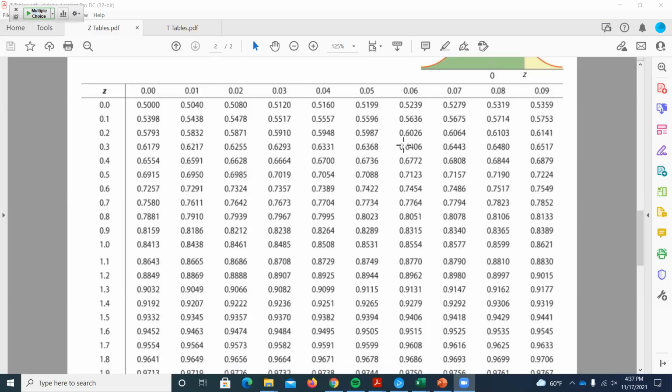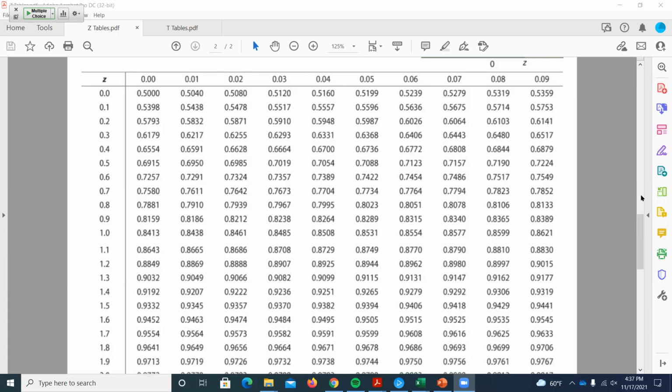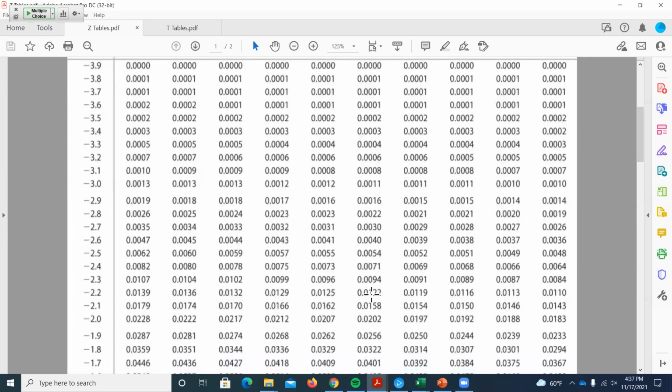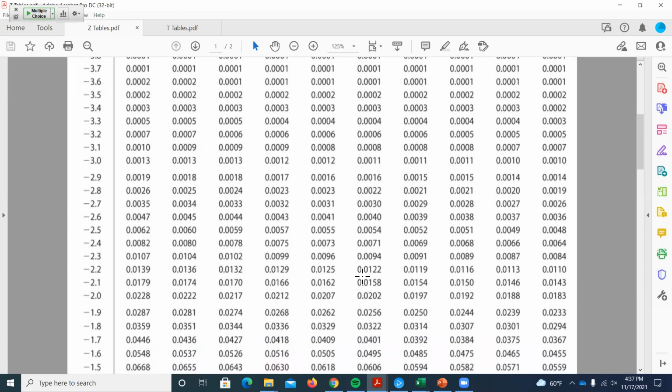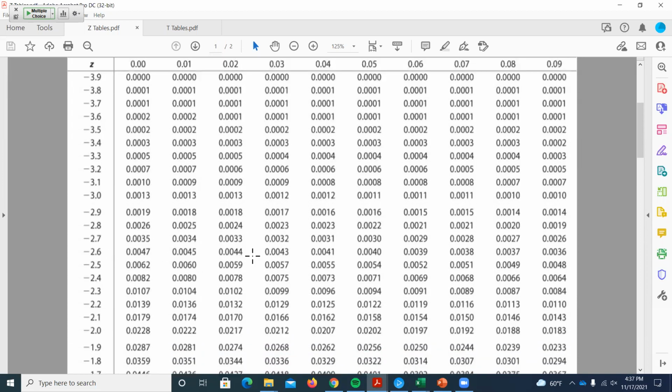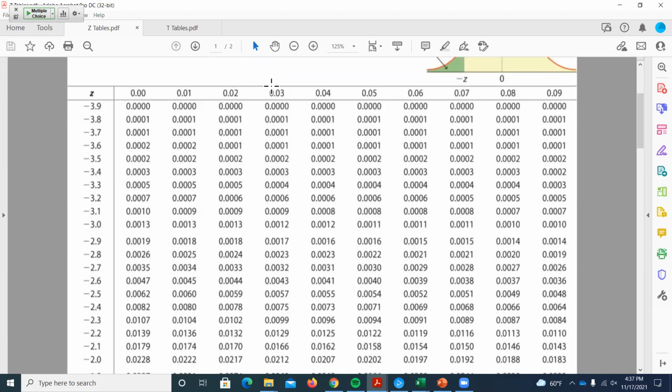So I come down here. I'm going to look for 0.01. Oh, why am I not seeing it? Here we go. In between these two. So negative 2.32 and negative 2.33. So we'll use the higher of the two.